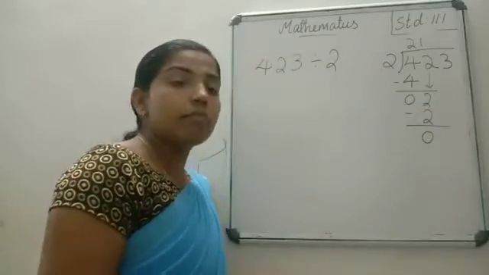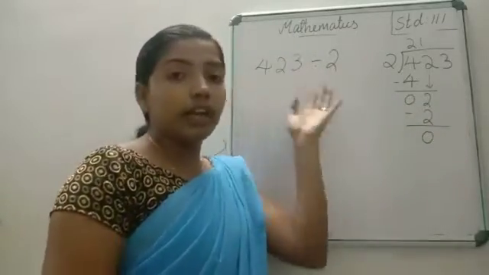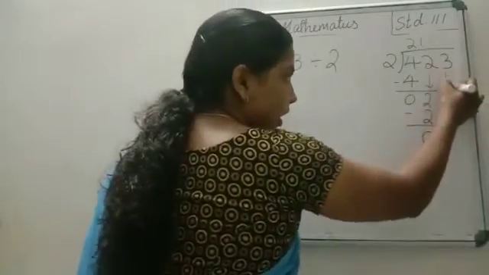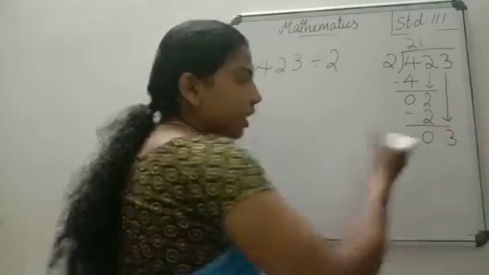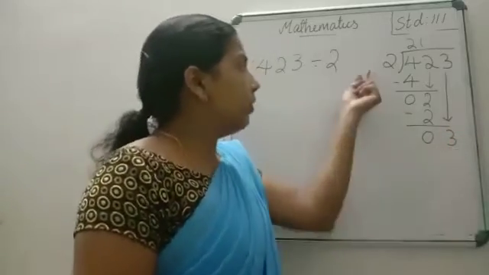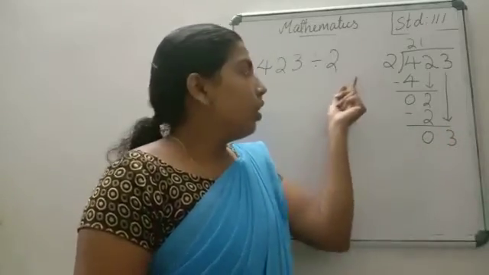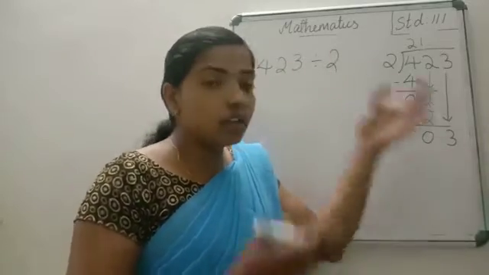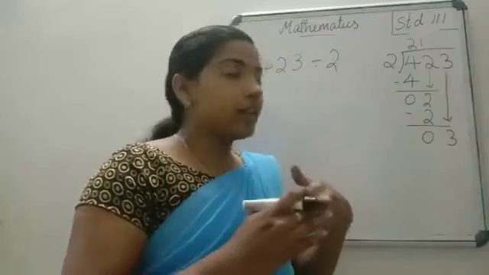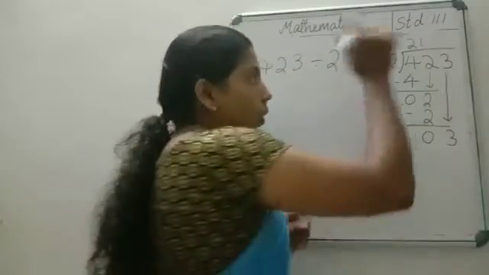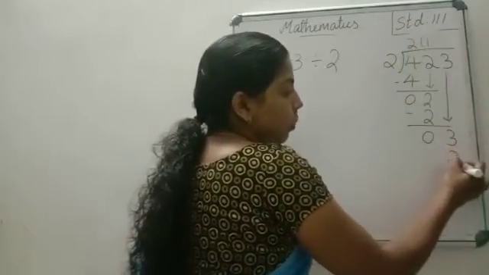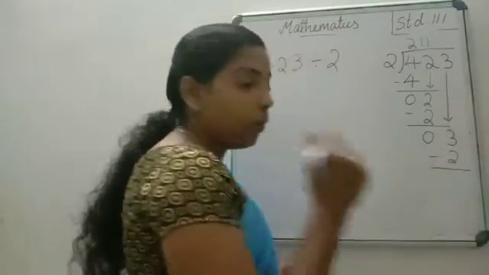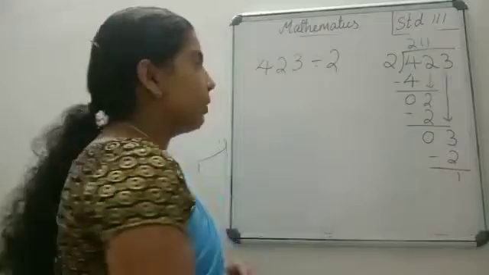Again continue the same step, let it be 3 digits or 10 digits or 100 digits. Take the next number 3 and write it here. Now 3 divided by 2. 1 two is 2, 2 twos are 4. 4 is greater than this 3, so just take the number less than that. So 1 two is 2. Next step we have to subtract. 3 minus 2 is 1. So we got the answer.